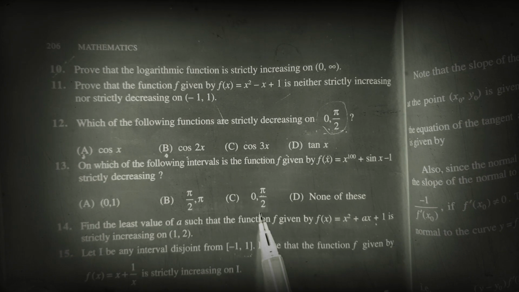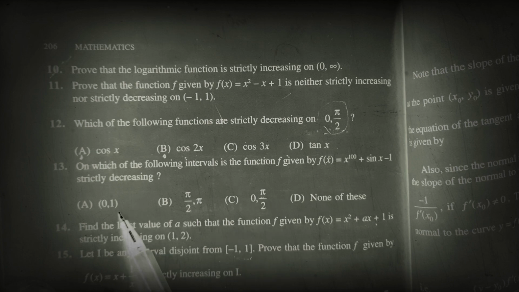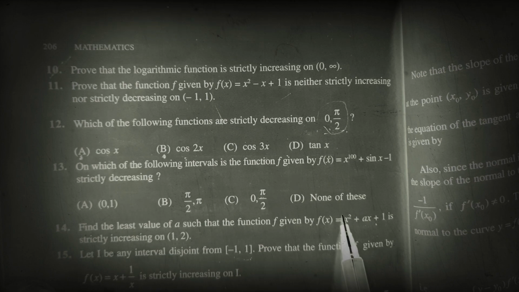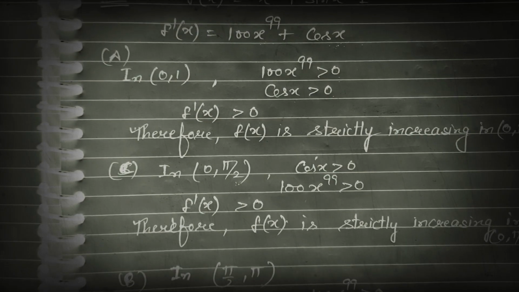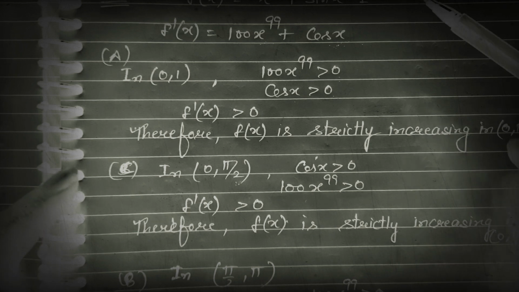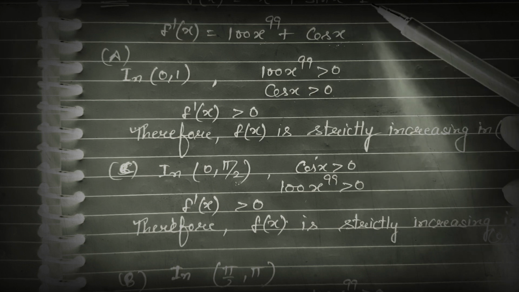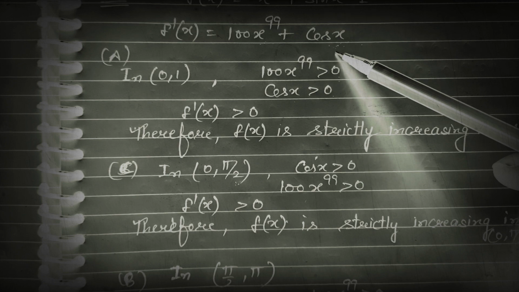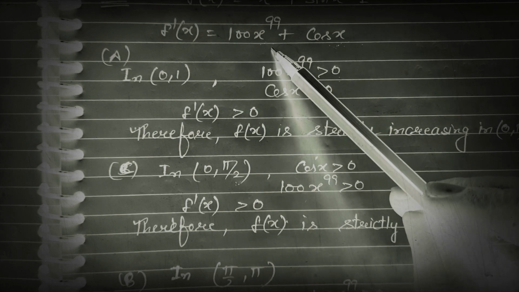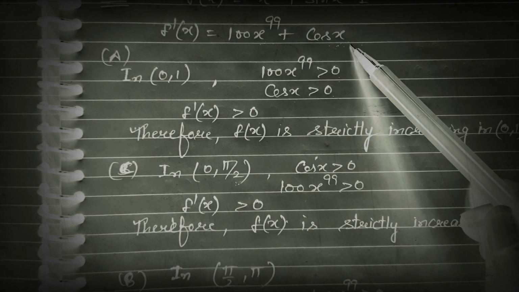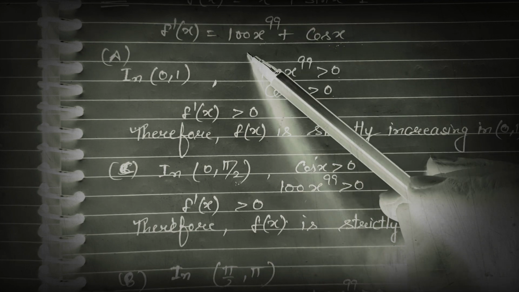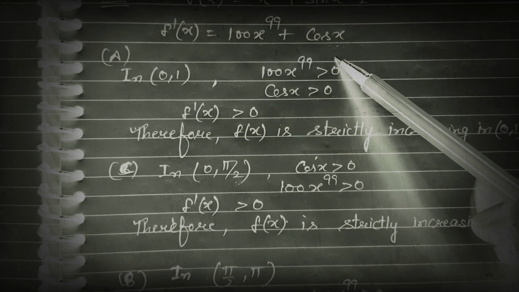So there are 4 parts. Firstly, we will check the first part, then second, then third, and then fourth. In this question, we have to check the interval in which function is strictly decreasing. So f(x) is given. Firstly, we will find the first derivative. f dash x is equal to 100 x raised to power 99 plus cos x. This derivative is this, and sin x derivative is cos x.